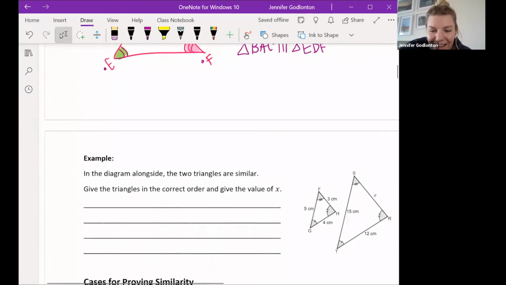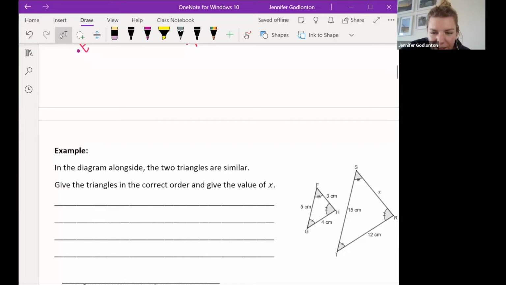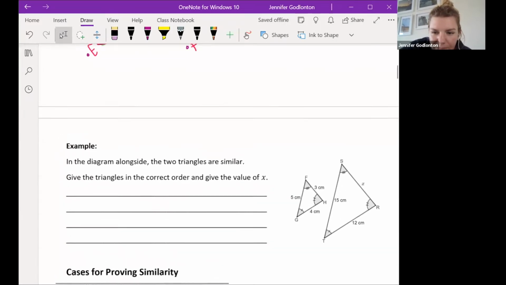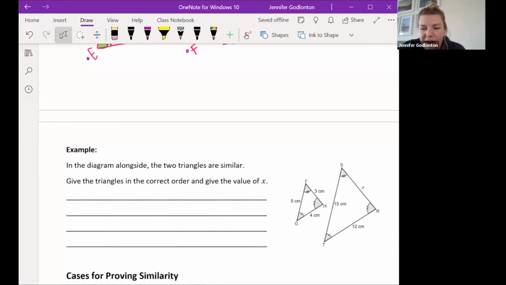Okay. In this little picture, I'm trying to think of how I can get this in so those of you on your phone can still see. I've got two triangles that are chilling over here. I'm telling you that they are similar. I would like you to write them in the correct order. So let's just do that part first.